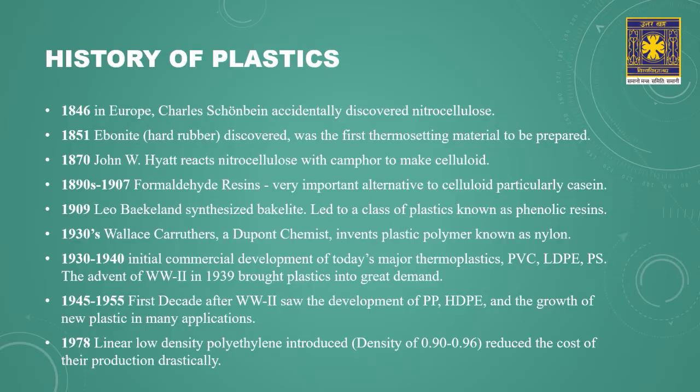In the 1930s to 1940s, during World War II, different thermoplastics were discovered which are still used today, like PVC, low density polyethylene, polystyrene, etc. Also, in 1978, the very low density polyethylene was introduced, which reduced the cost of plastic production drastically. As a result, plastics have been used for the production of different articles, slowly and gradually replacing the traditional materials such as wood and other construction materials.